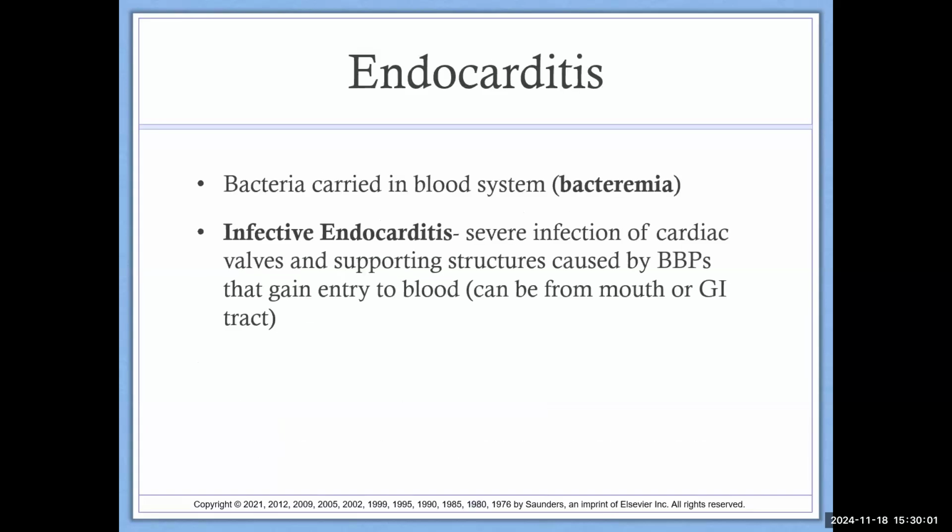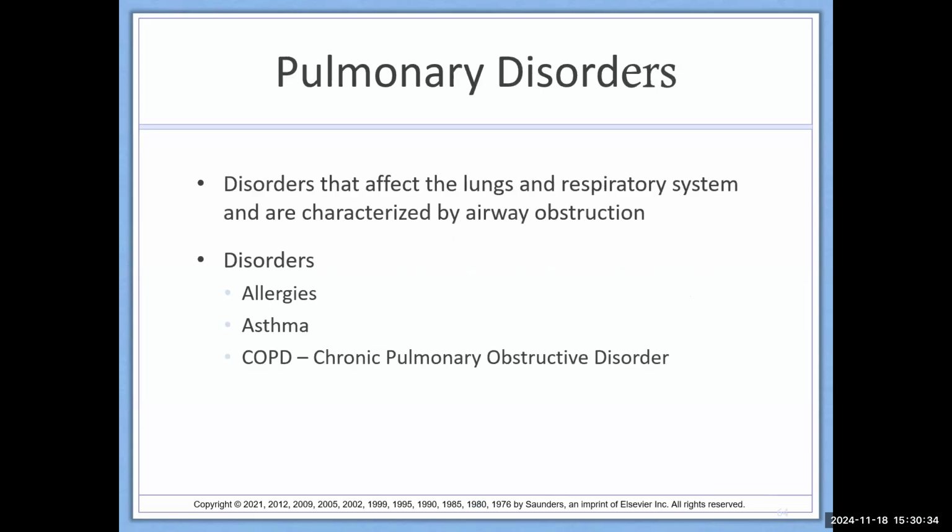And then there's endocarditis. Endocarditis is when bacteria is carried in the blood system. When there's bacteria in the blood system, another name for that is bacteremia. So infective endocarditis is severe infection of the cardiac valves and supporting structures, and that's caused by blood-borne pathogens that gain entry to the blood. They can be from the mouth or even the GI tract. That's the whole small intestine, right? Large intestine. So it's quite a range.